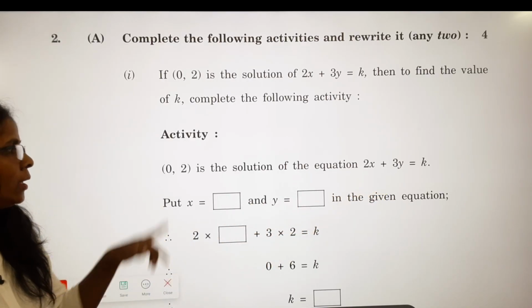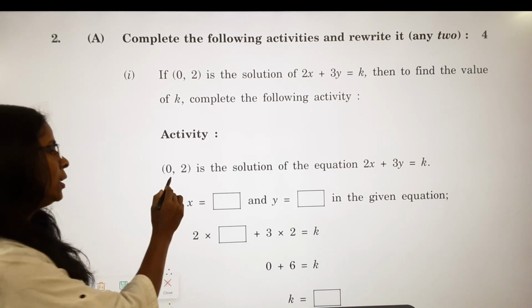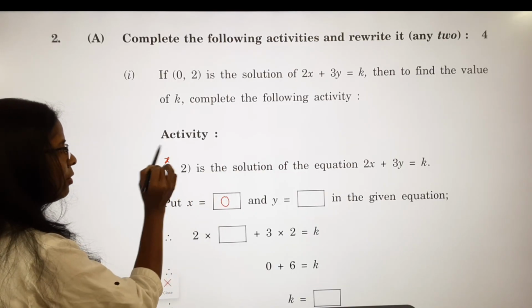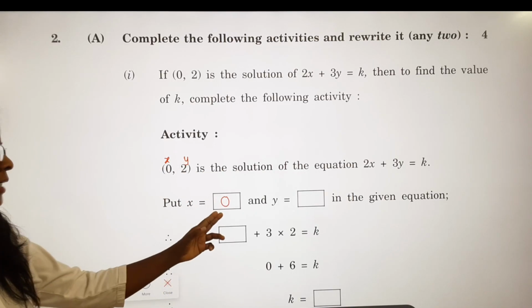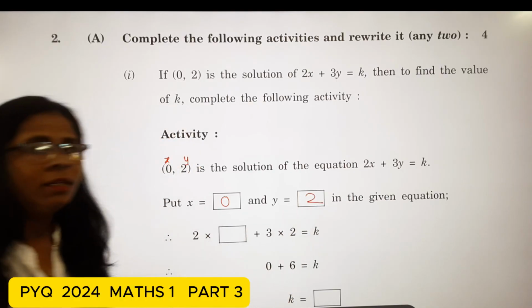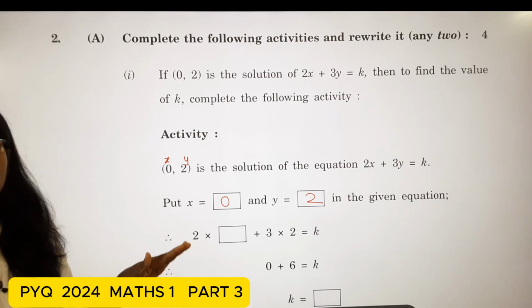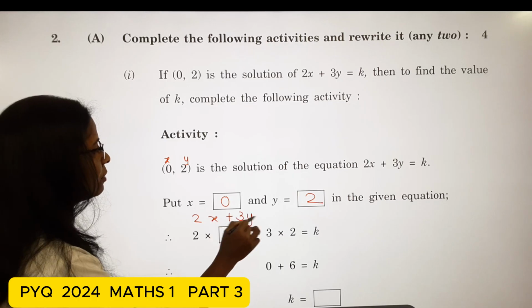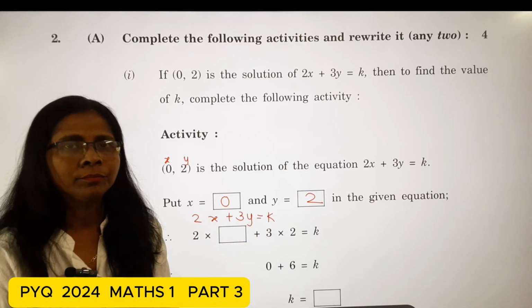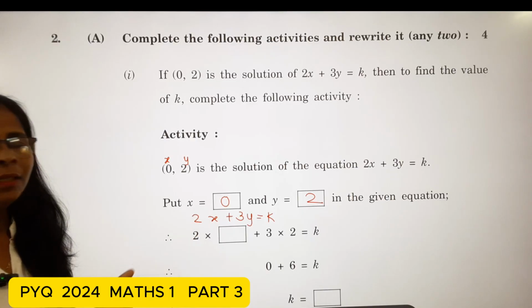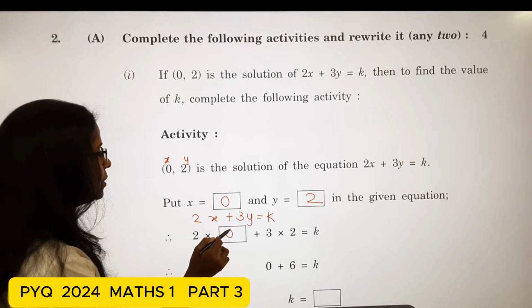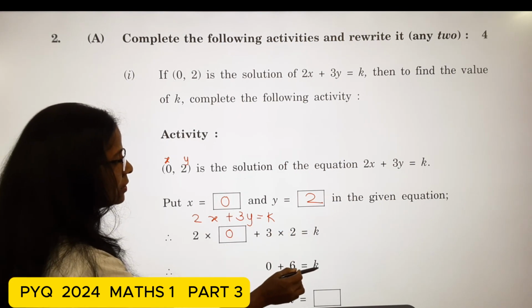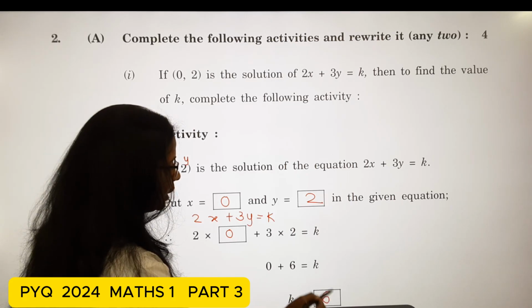Now we have to put x is equal to 0 and y is equal to 2 in the given equation. The given equation is 2x plus 3y is equal to k. So 2 multiply x, that is 0, plus 3 multiply 2 is equal to k. 2 multiply 0 is 0, plus 6 is equal to k. So k is equal to 6.